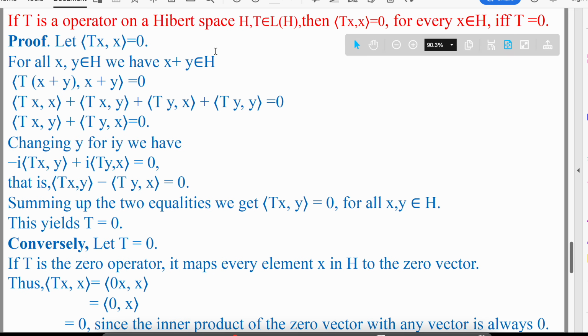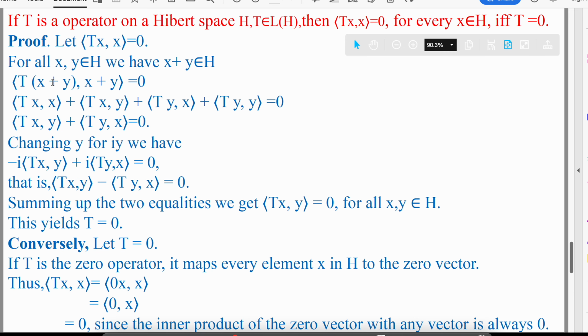Now one more result. If T is an operator on a Hilbert space H, then the inner product of Tx with x is equal to 0 for every x belonging to H if and only if T equals 0. Suppose the inner product of Tx with x is 0. Suppose x and y belong to H, it means x plus y also belongs to H. So the inner product of T(x plus y) with x plus y is equal to 0, because it is given to us, in place of x we have x plus y.